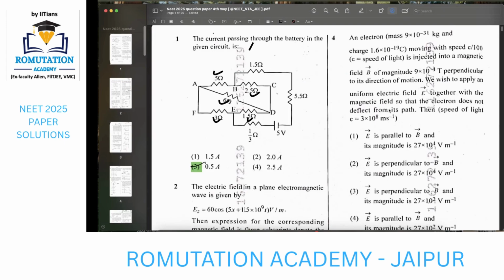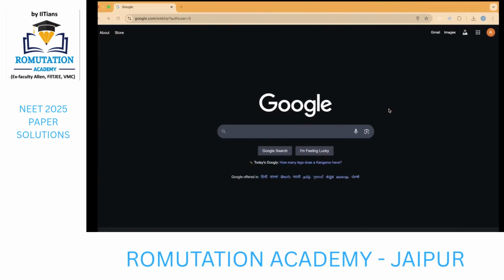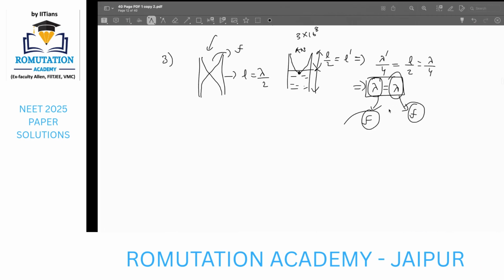Okay, this question says that there is an electron, mass and charge are given, moving with a speed given to you, injected into a magnetic field whose magnitude is there with us, perpendicular to its direction of motion. So the magnetic field is perpendicular to the direction of motion. We wish to apply a uniform electric field together with the magnetic field so that the electron does not get deflected. So I think this is very easily the case of balancing of the forces.